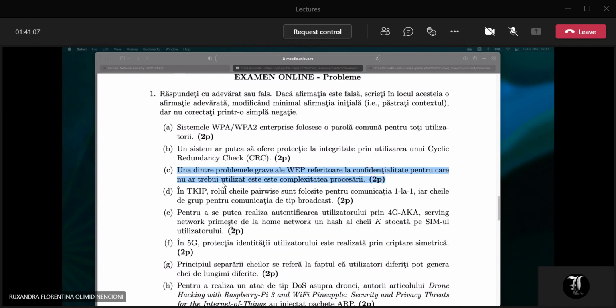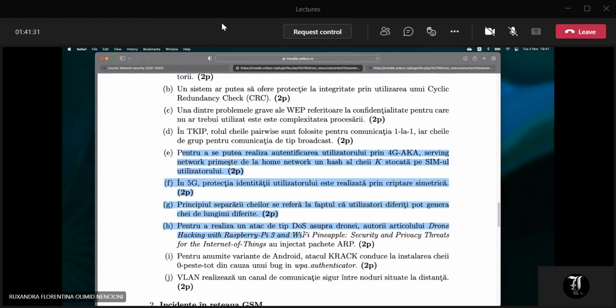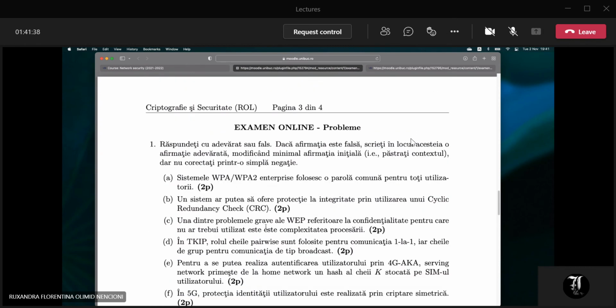Okay, just to finish, because we only have this one and then we're done. In TKIP, the pairwise keys are used for one-to-one communication and the group keys are used for broadcast communication. It's true. Okay, and the others we're not discussing here because we did not talk about that yet. And the last ones, not even, because they were from the project of the students.